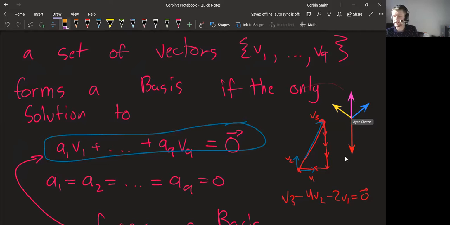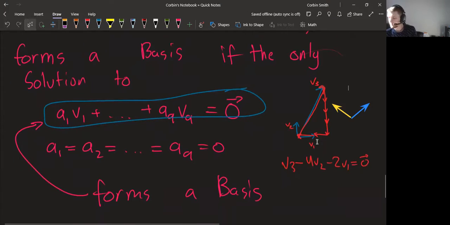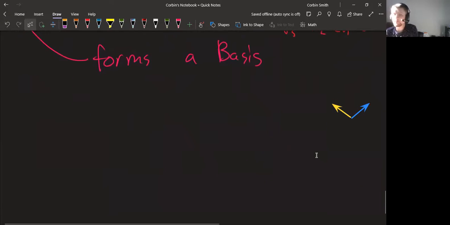And what about the blue and the yellow? The blue and the yellow are a basis. Okay, then this is, wait, they're at a right angle. They don't actually have to be at a right angle. They're not at a right angle. Okay, right.